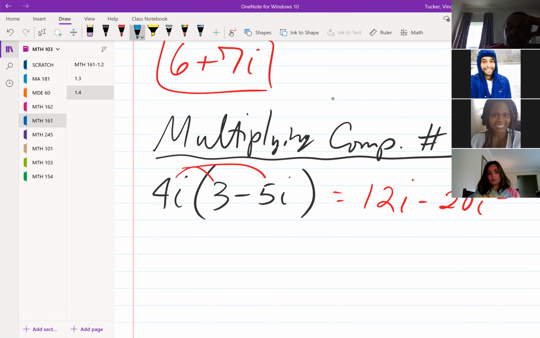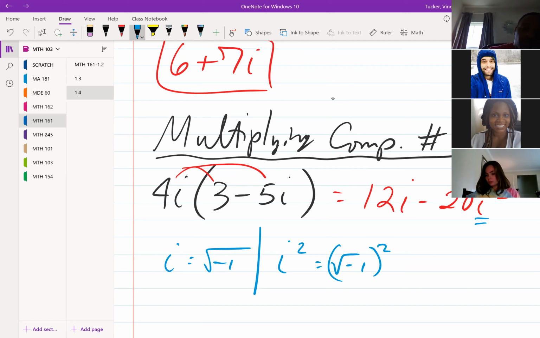All right. So the first thing we recognize once we've done our distribution is that we have an i squared. i squared is the same thing as negative 1, because, well, let me write it like this. Don't forget i is equal to the square root of negative 1. So that means i squared is going to be the square root of negative 1, squared. That means the square and square root will cancel, leaving me with just negative 1. So, of course, you don't have to go through all of that. I just want to make sure we see why it happens. So negative 1 is equal to i squared.